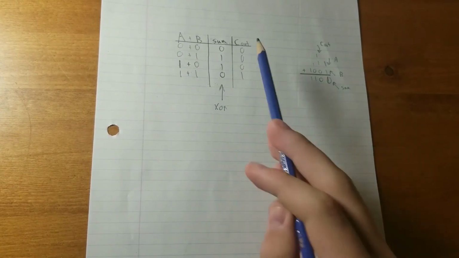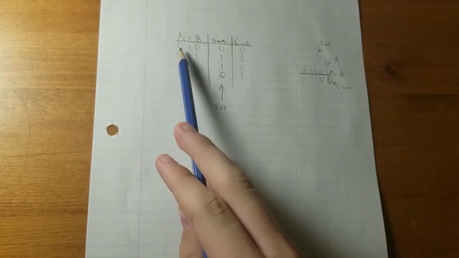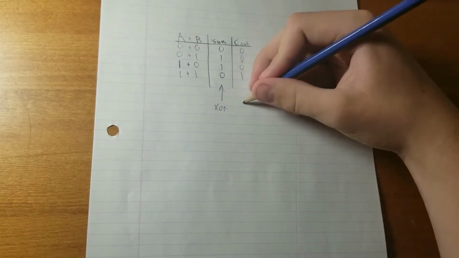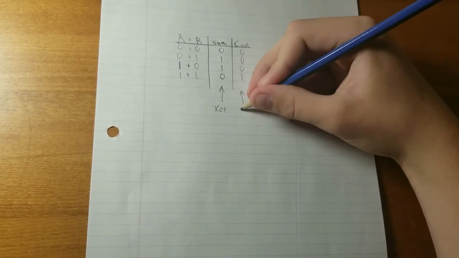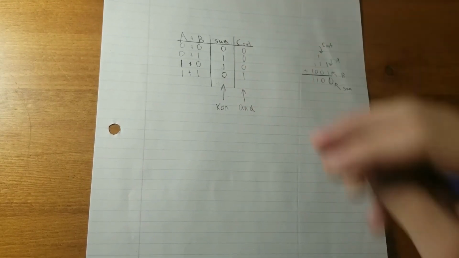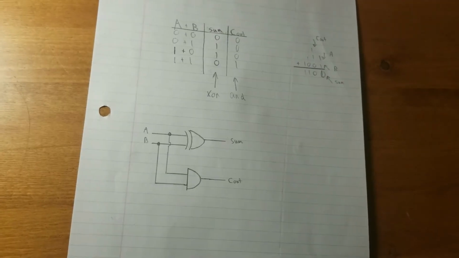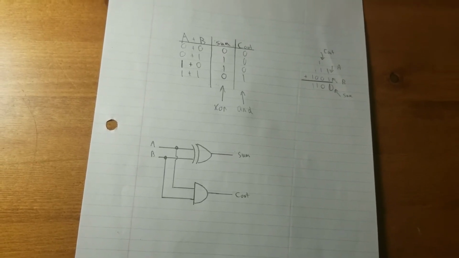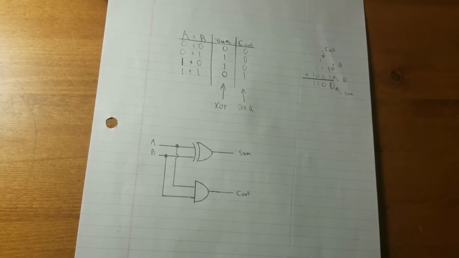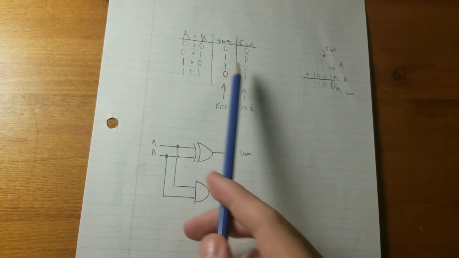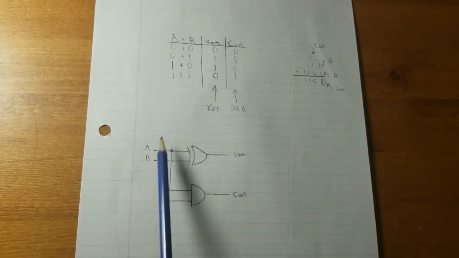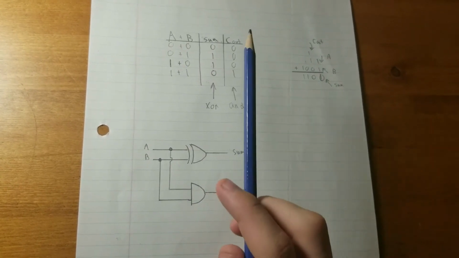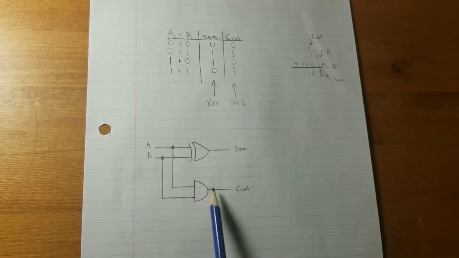Then if we look at the carryout, it's off the entire time unless both inputs are on. So this is an AND gate. So now we can actually build a logic circuit, and this is what it looks like. So we have our XOR gate, which is our sum from our input A and B, and then we also have our carryout, which is going to be the AND gate.